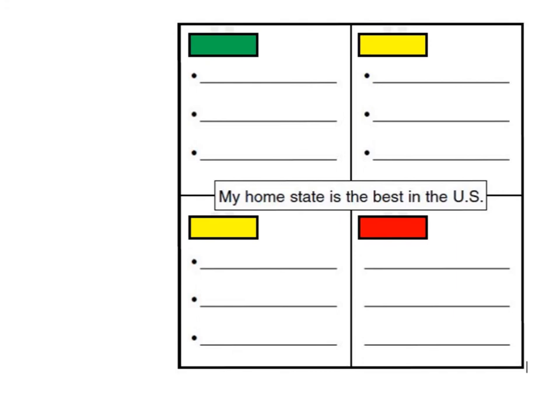So we just want you to choose one of these, right, Mrs. Dahl? Yep, just one. But we want you to complete the foursquare, okay? All you have to do is fill in the grid for the one that you have chosen. For example, if you chose my home state is the best in the U.S., you would choose 3 different reasons why your home state is the best in the U.S., and then you'd have that wrap-up sentence in box number 5 at the end.